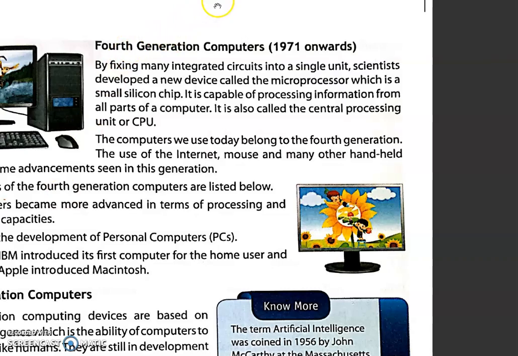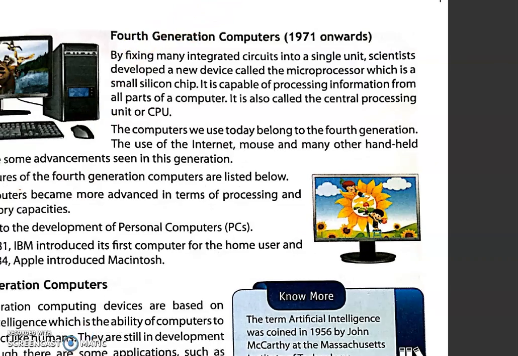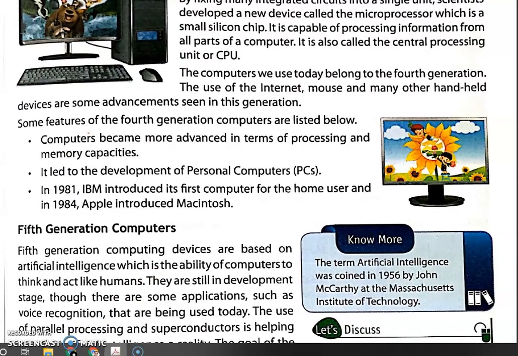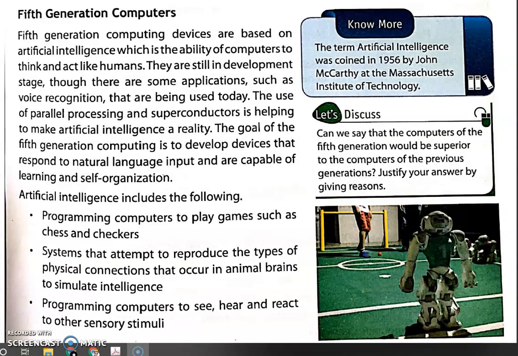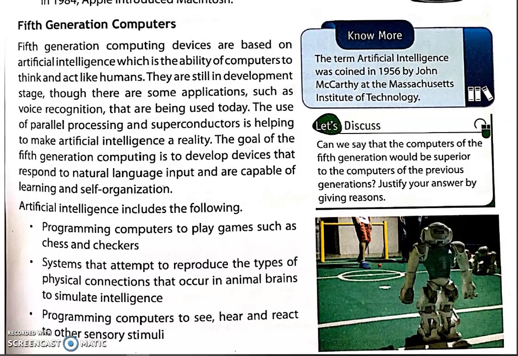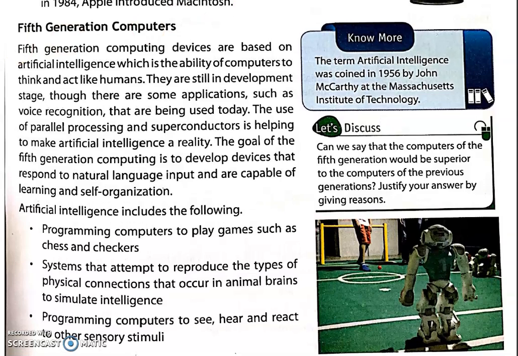Let's move on to the fifth generation of computers. Now, the fifth generation computing devices are based on artificial intelligence. What do you mean by artificial intelligence? Like for example, we all human beings, we are sentient beings. We are all intelligent human beings. That means we have got our own brain. We can think, we can imagine, we can process, and we can work according to our own will.